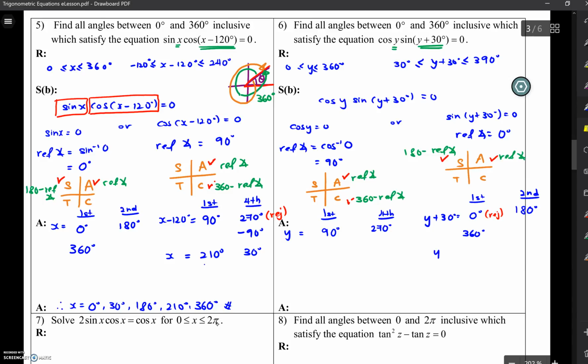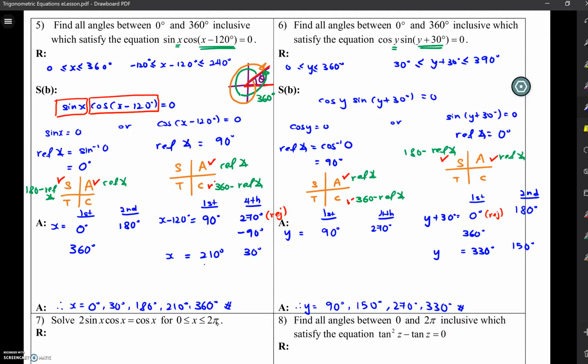So now I want to find my unknown again, y. Since my 0 is rejected, I don't need to bother. 180 minus 30 gives you 150 degrees. 360 minus 30 gives you 330 degrees. That's all for the answer. Same thing, my answer will be in ascending order. So it'll be 90 degrees, 150 degrees, 270 degrees, and 330 degrees. And that's all. Do you get the same answer when you try this question?